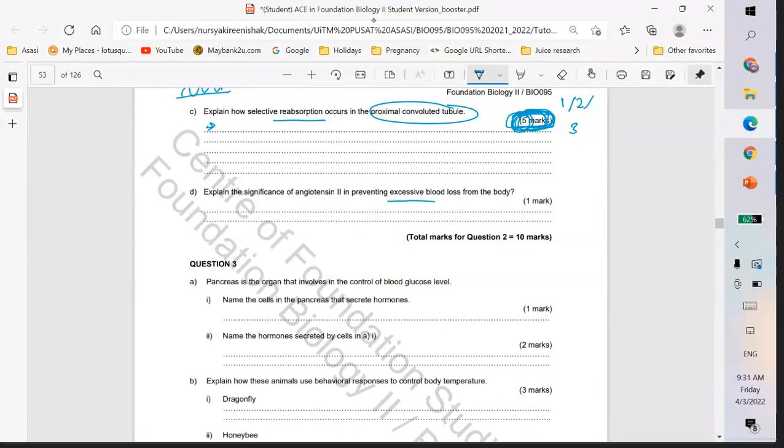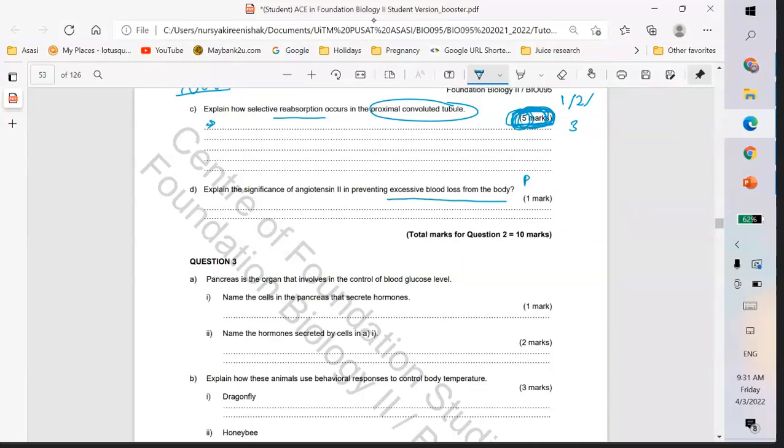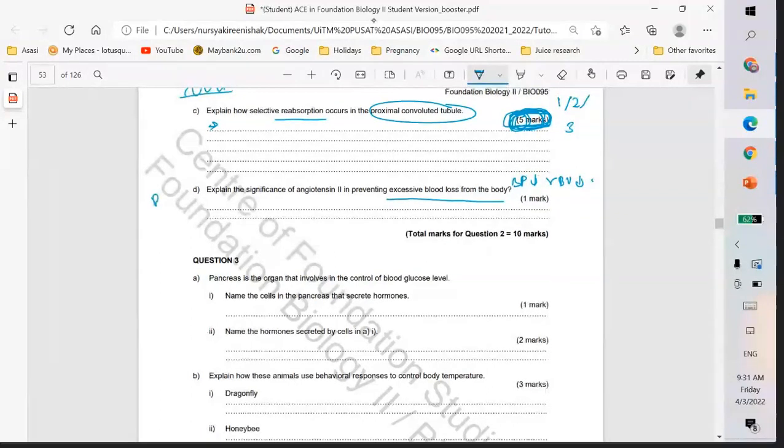Excessive blood loss can cause blood pressure to drop and blood volume to drop as well. To increase the blood pressure and blood volume back, it involves the RAAS, the renin-angiotensin-aldosterone system. Please refer back to your notes to understand the mechanism of the renin-angiotensin-aldosterone system. The purpose is to bring blood pressure and blood volume back to the normal set point.